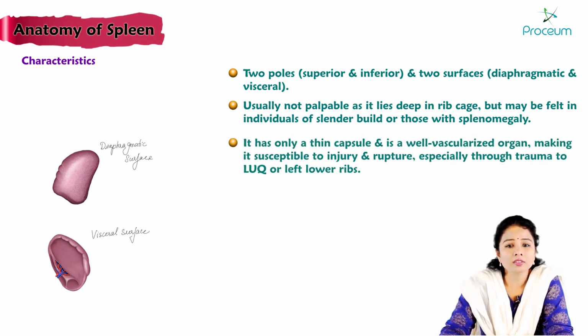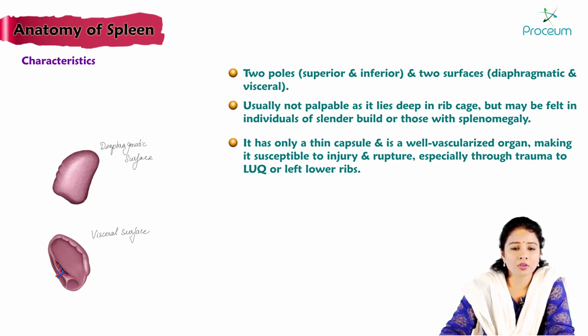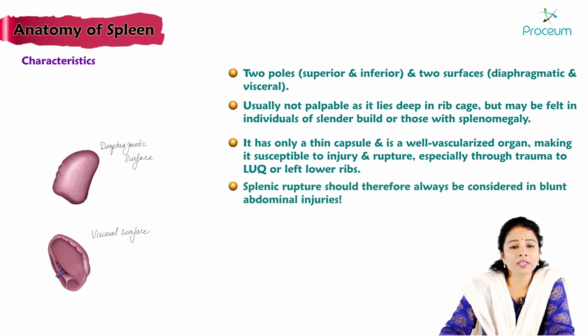So the spleen has only a thin capsule and it is a well vascularized organ, making it susceptible to injury and rupture, especially through trauma to left lower ribs. And splenic rupture should therefore always be considered in blunt abdominal injuries.